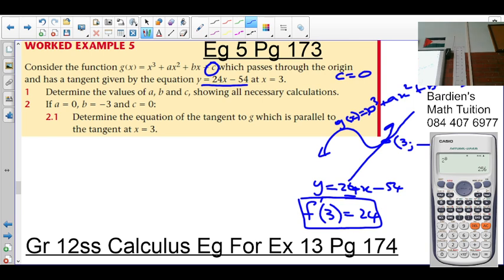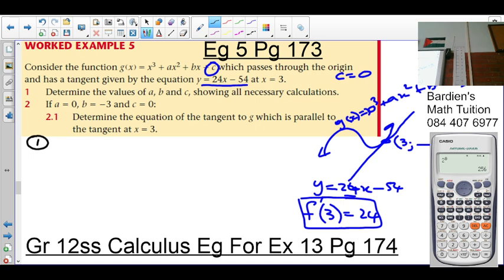Here we have to work in the reverse. Why? Because we are given the gradient. We are given the x value at which the tangent makes contact with the cubic function. So we'd have to consider then that g prime of 3 is equal to 24. Okay, first question, determine the values of a, b, c, showing all necessary calculations. So let's go. Number 1.